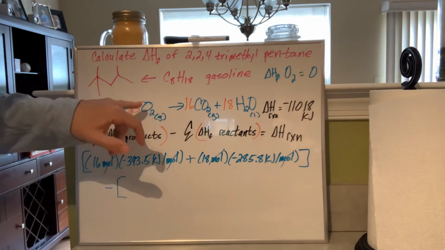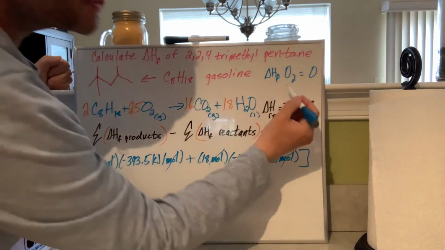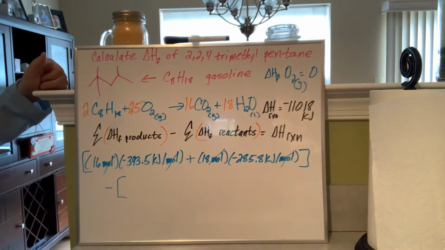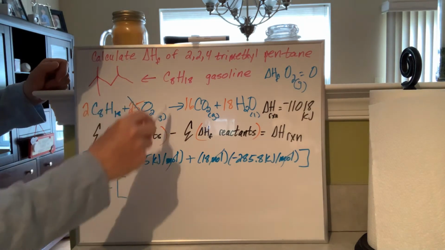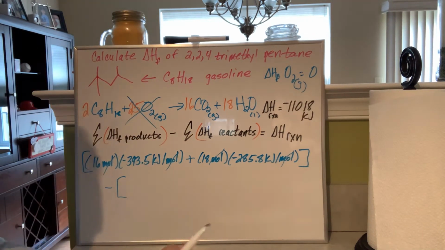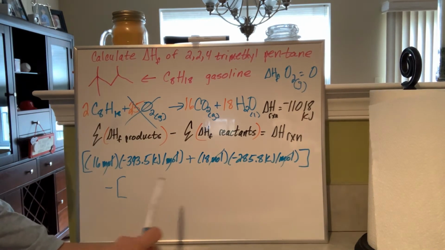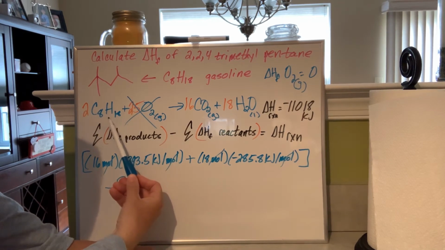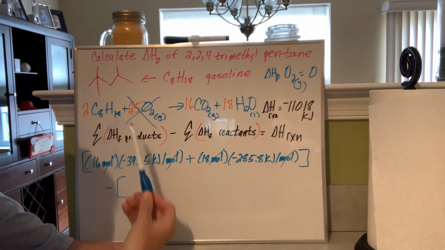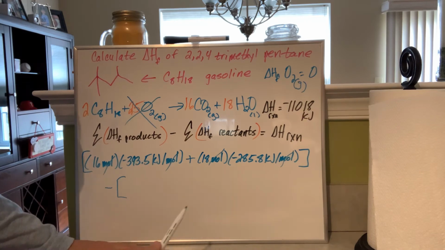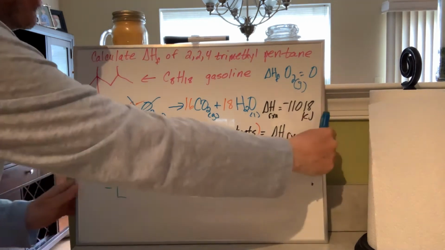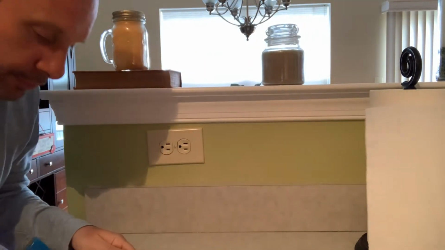All right, but remember, O2, because it's an element in the gas phase, is 0. So this part, the 25 moles, it doesn't even matter. 25 times 0 is still 0. Okay, so here we've got the reactants. Well, the only reactant that we have is the octane, the 2,2,4 trimethylpentane. All right, and I know I have 2 moles of it, right? So it's gonna be 2 moles.